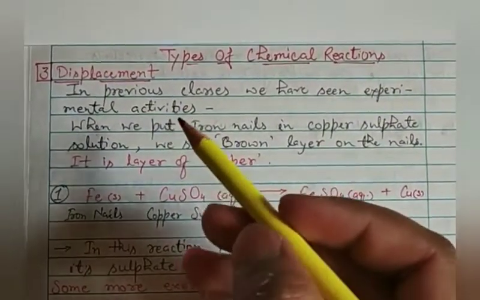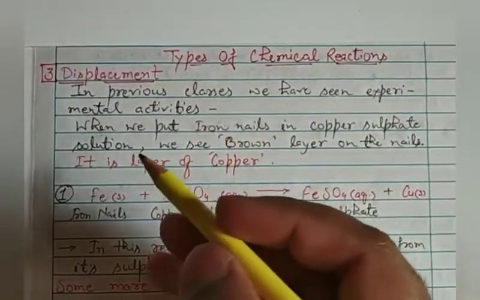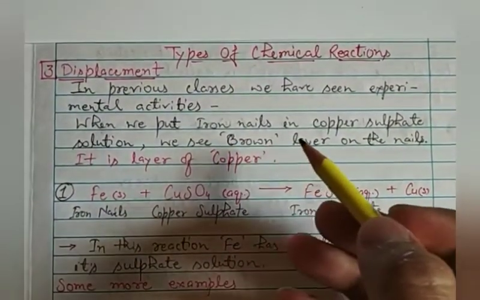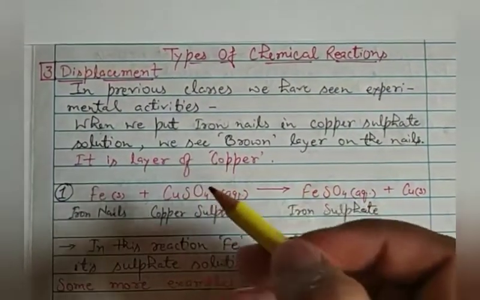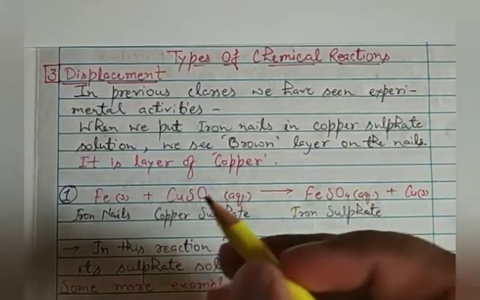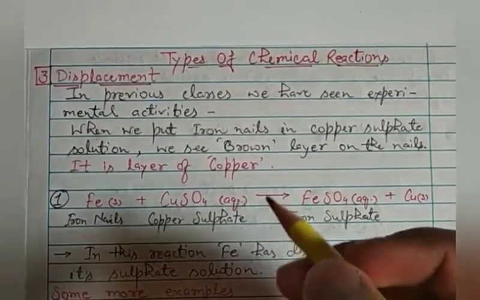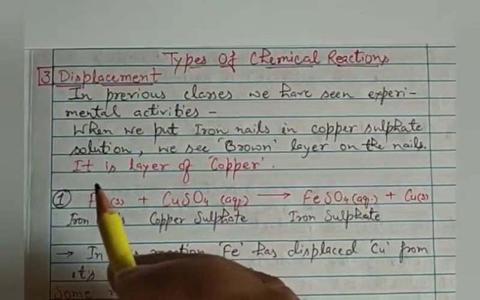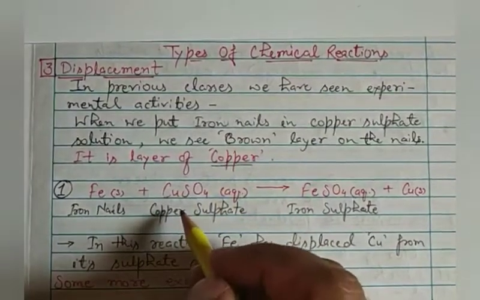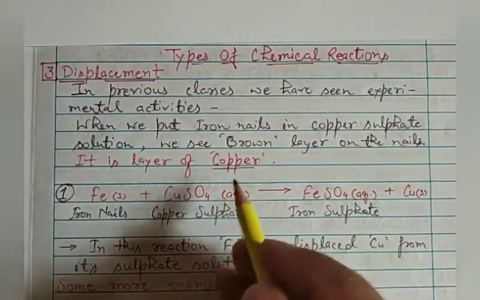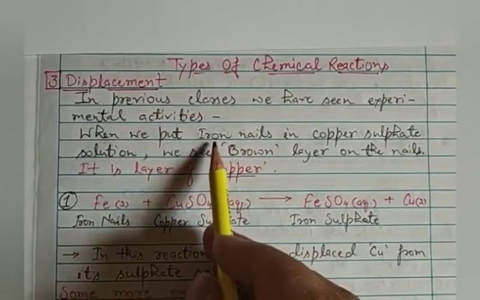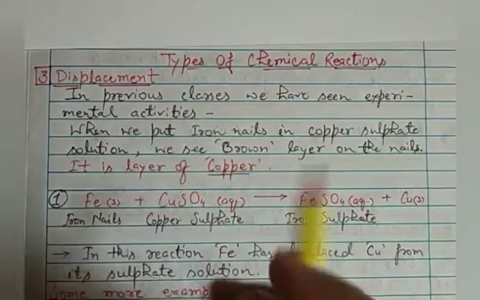I will just recall a previous class activity where we put some iron nails in copper sulfate solution. Then we saw that a brown layer is deposited on the nails, and that brown layer was the layer of copper. From the solution, the copper layer was deposited on the iron nails, on the solid material.